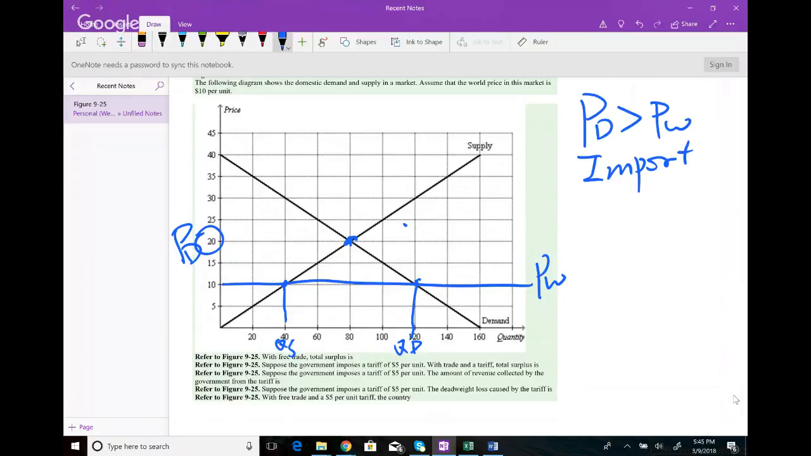All right, so this difference here, that's our number of imports. So that's about 120 minus 40. So our imports should be 80 units. Okay. All right, so let me erase this. We don't need this anymore.